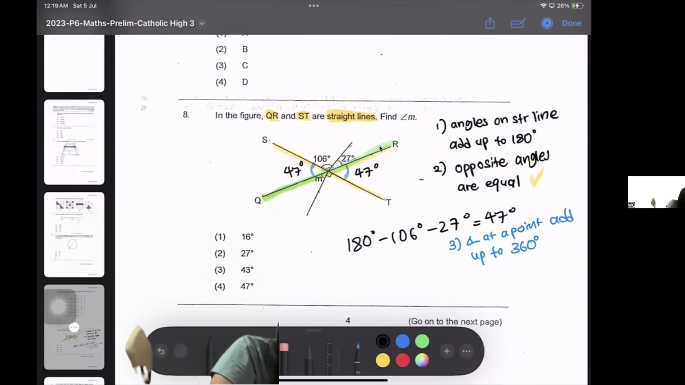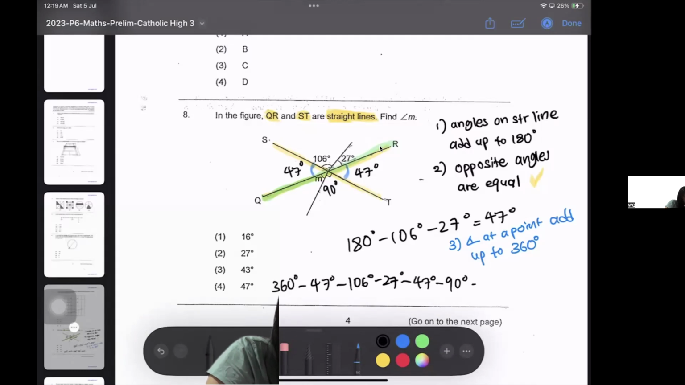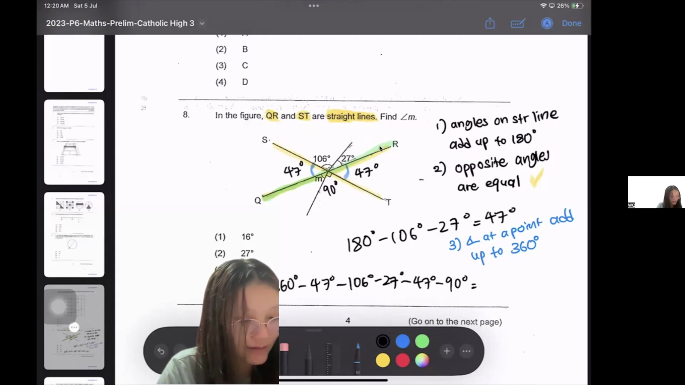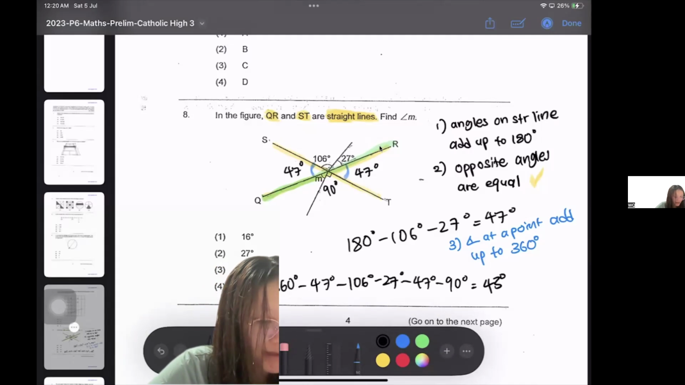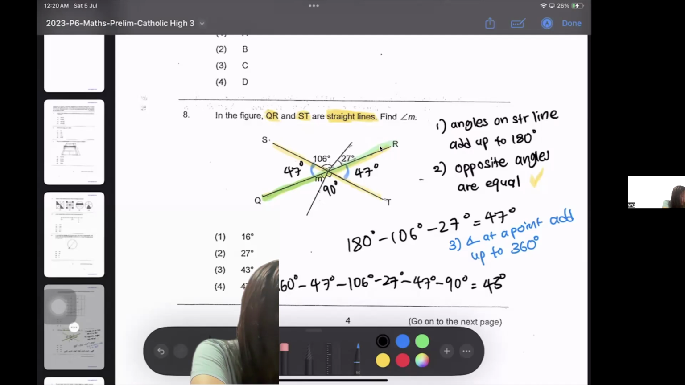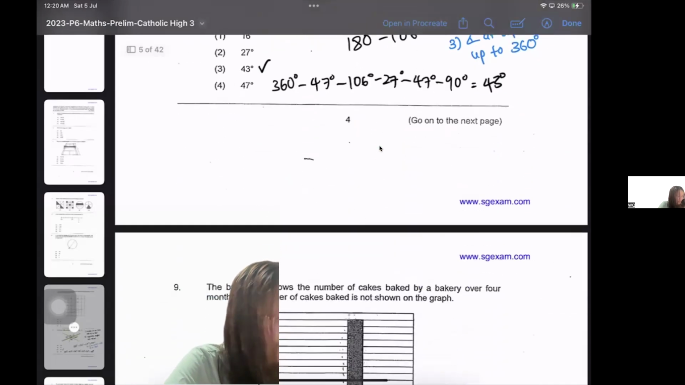So let's do that. Okay, 360 minus 47 minus 106 minus 27 minus 47, and here there's 90 degrees, so minus 90 degrees. And you will get 43 degrees. So this 43 degrees is your answer, okay? So as you can see, there's an option that says 43 degrees, so the answer is number 3. Okay, let's move on.